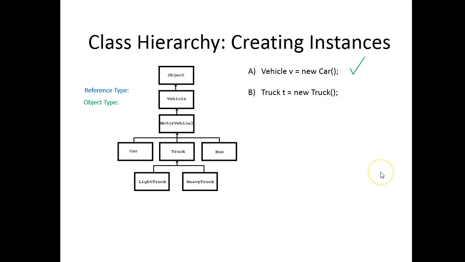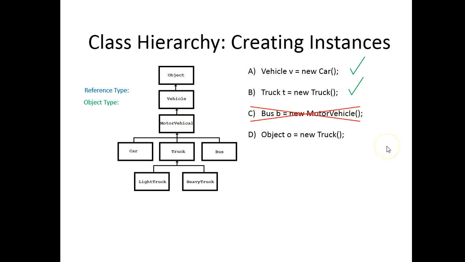Truck T equals new Truck. Since the reference type and the object type are the same, that's fine. Bus B equals new MotorVehicle. The reference type is a Bus, the object type is a MotorVehicle, and notice the reference type here is more specific, so that is not valid.